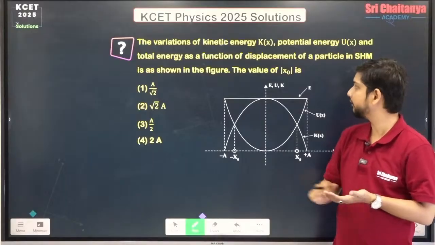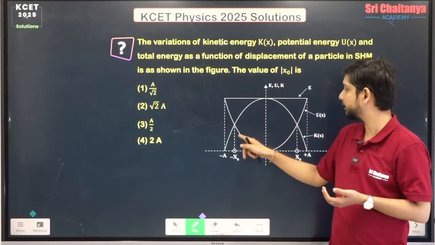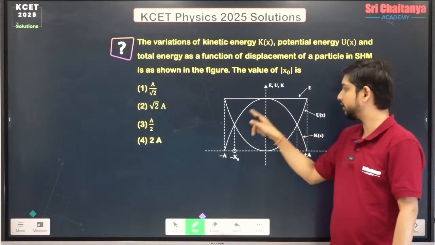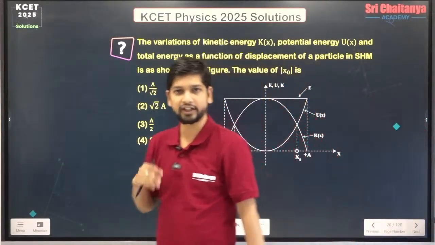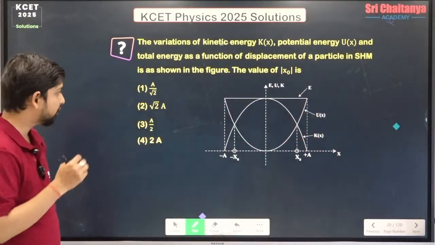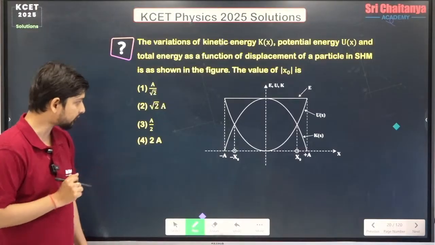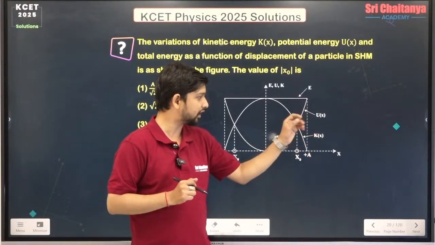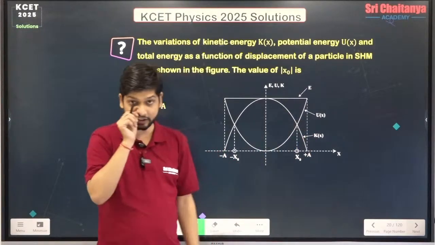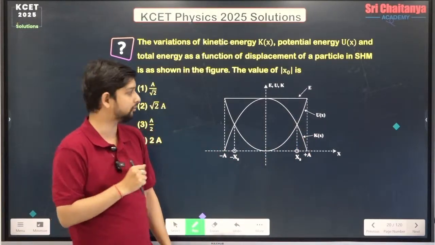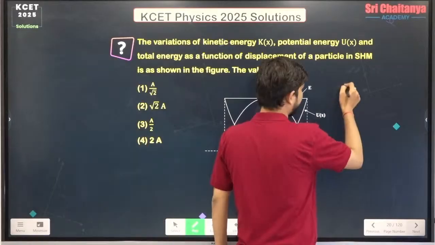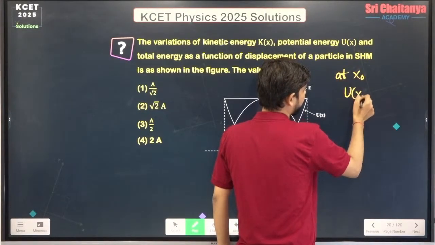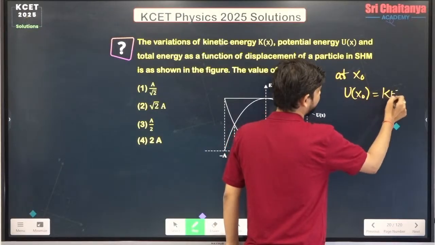And you need to find the value of the magnitude of x0, where x0 is the point where the kinetic energy graph and the potential energy graph intersect. If these two graphs intersect each other, then the values of the two graphs must be equal. So at x0, U of x0 should be equal to kinetic energy of x0.